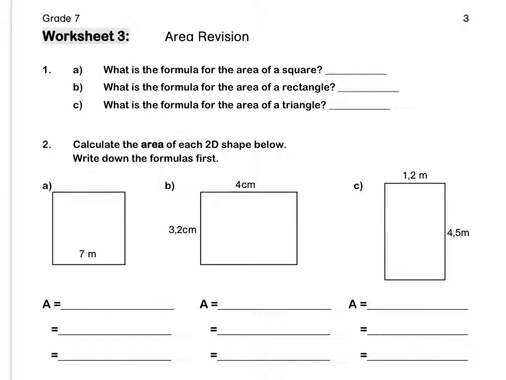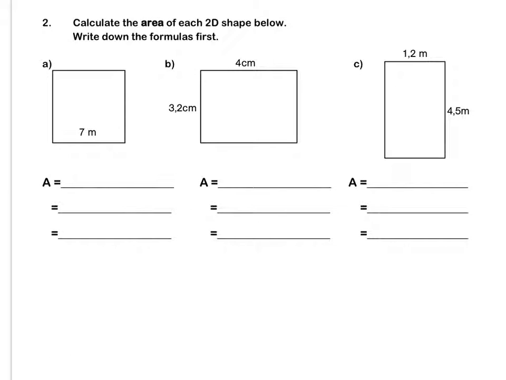Worksheet 3, Area Revision. Press pause to complete question 1 by yourself. Question 2. Calculate the area of each 2D shape below. Write down the formulas first. Let's look at C together. It's a difficult one because they are decimal fractions. The area of a rectangle is its length times its breadth.